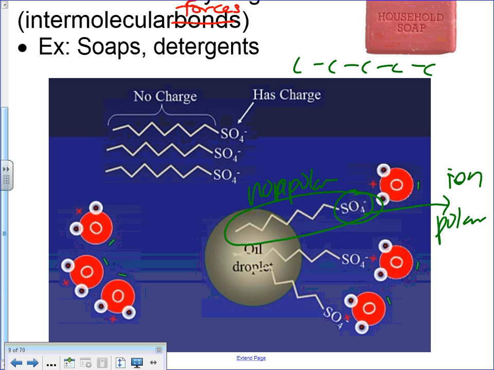So that's how you get clean. That's how your clothes get clean. And there's usually some fragrances and stuff like that added to make you smell good too. Okay, so that's how chemistry saves you from smelling horrible.